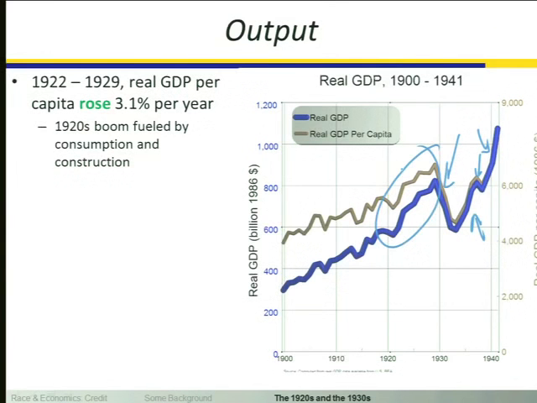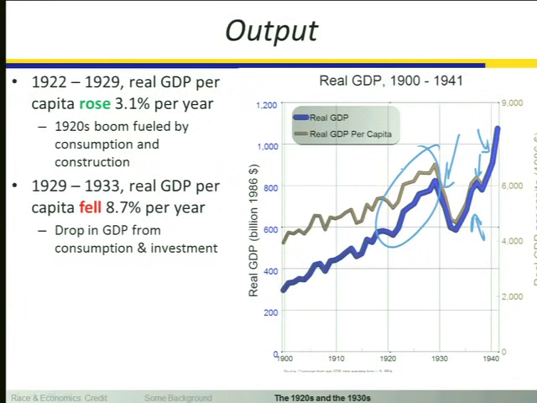The 1920s were pretty cool. Real GDP per person was rising 3% per year in the 1920s, fueled largely by consumption and construction. From 29 to 33, real GDP per capita fell nearly 9% per year. Overall, it was about 30-some%, but on a 9% per year average basis, that's a lot. That's about how fast the economy was contracting in the worst of the 2007, early 2008 crisis, the time when Krugman describes everybody as saying, oh my God, we're all going to die. So imagine that happening for 4 years running.